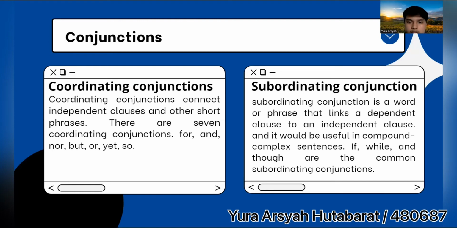First is coordinating conjunction. Coordinating conjunctions connect independent clauses and other short phrases. There are 7 coordinating conjunctions: for, and, nor, but, or, yet, so, or we can remember them using the acronym FANBOYS. Second is subordinating conjunction. A subordinating conjunction is a word or phrase that links a dependent clause to an independent clause, and it is useful in compound complex sentences. If, while, and though are the most common subordinating conjunctions.